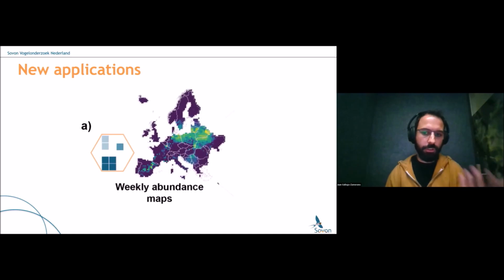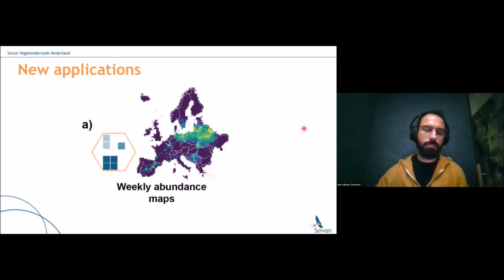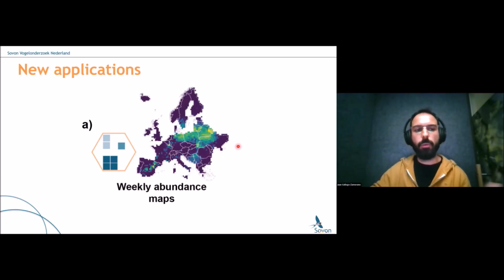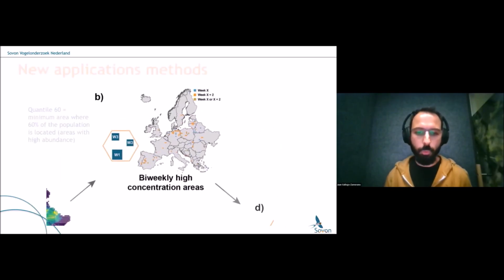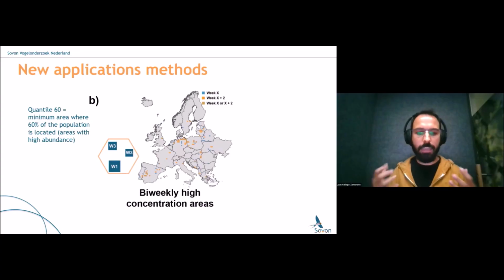So the idea is that we start with these weekly abundances, right? This is actually the same example as with the crane. You can see the nice migratory path, or you can infer it just by looking at it, but how can we actually extract it from the data? Well, the idea is that we first got the high concentration areas. So we calculated what is called the quantile 60, which is the minimum area where 60% of the population is, accounting that the population is the whole of Europe, at a certain moment.